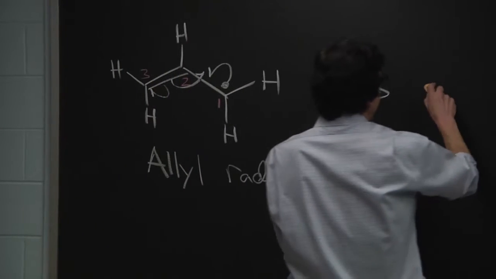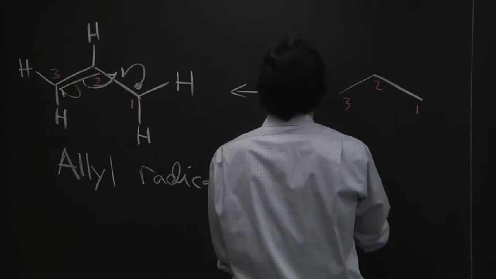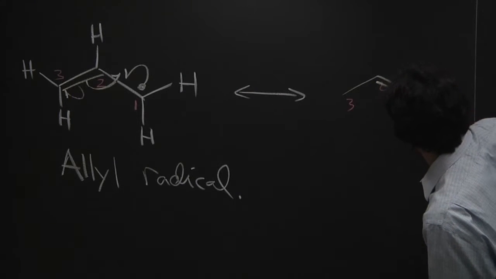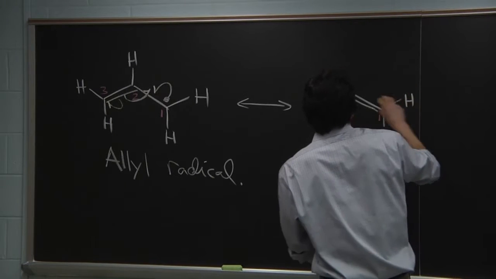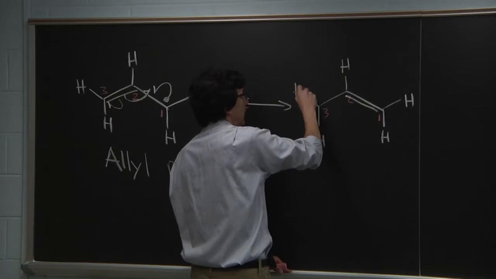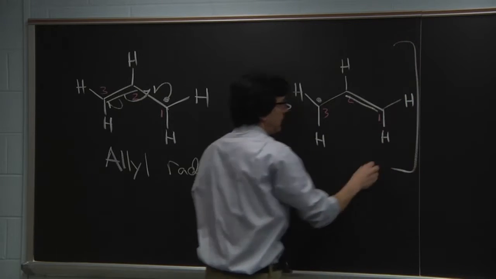We now have the same 3 carbon atoms, 1, 2, and 3, except there is now a double bond between 2 and 1. The hydrogens are all in the same places. And the dot is at carbon 3.